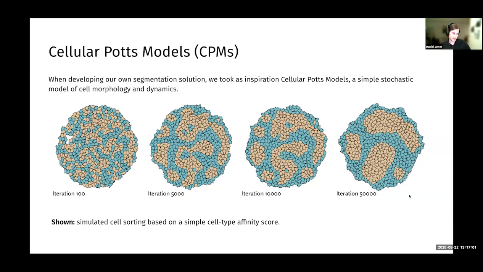So in this simple simulation, you have two cell types, and they have an affinity for cells of their own type. And so even if you initialize them scrambled and run it for a lot of iterations, they'll tend to migrate and form big blobs of the same type.